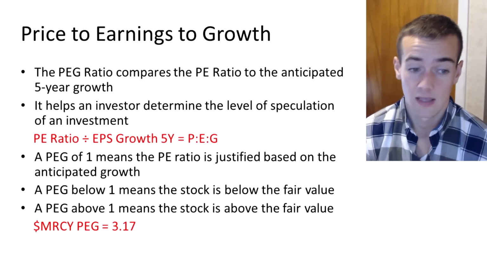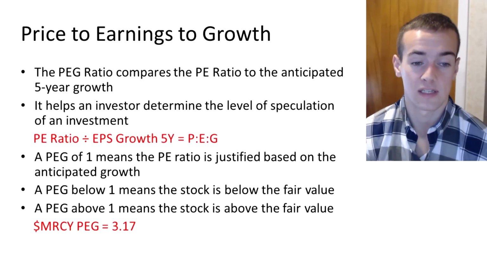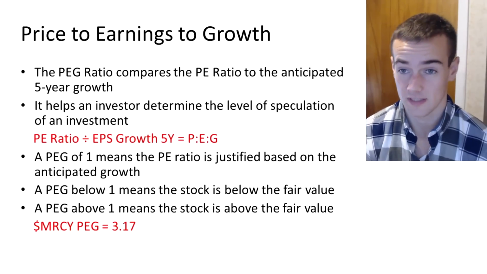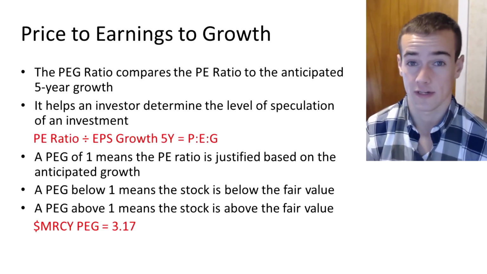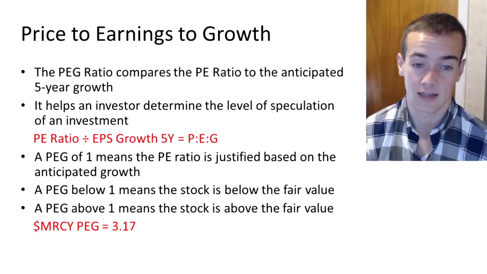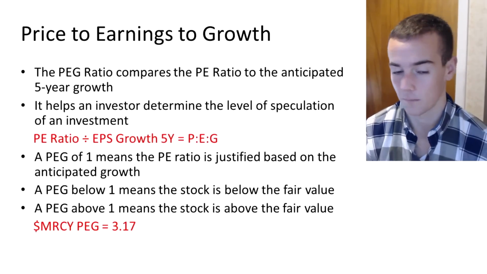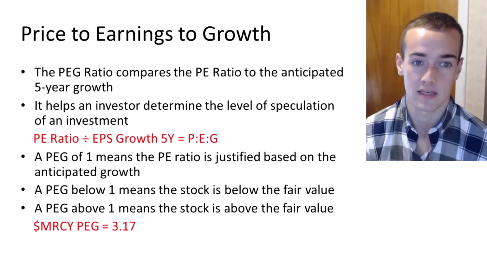Now a PEG of 1 means the PE ratio is justified based on the anticipated growth, and a PEG below 1 means the stock is below the fair value, while a PEG above 1 means the stock is above the fair value. So if we look at the PEG of the stock from the previous example, we see a PEG of 3.17, which is quite high, but you do have to remember we are in an overextended bull market and looking at a breakout industry. So that is why you're seeing such a high PEG.